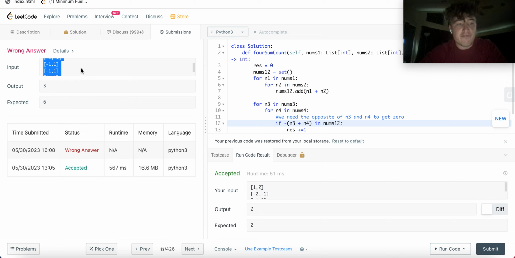Since we have 4 here, size 2, I have -1, 1, 1, -1, right? That equals 0, right? -1, 1, 1, -1 equals 0.